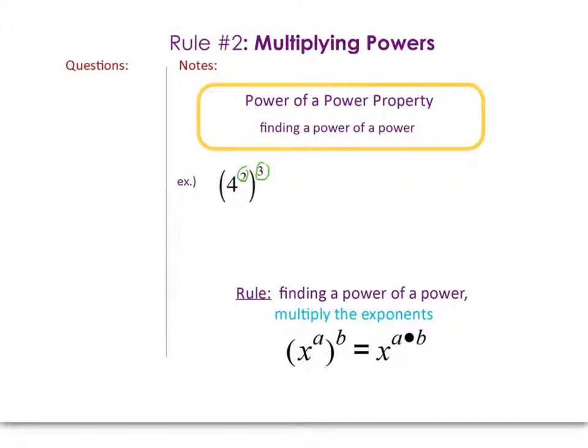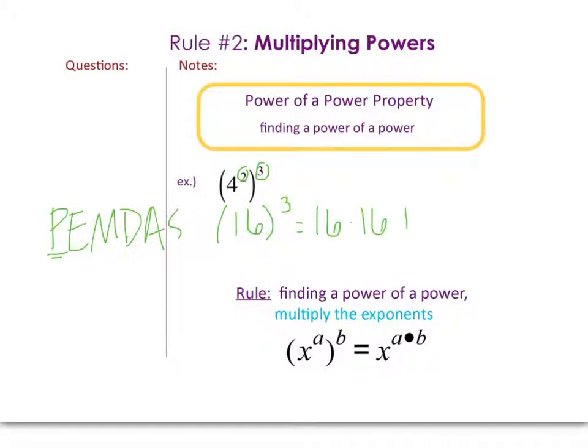Well, if I think about PEMDAS, the P stands for parentheses. So 4 squared gives me 16, and then I have 16 to the third. Well, we said if factored form is 16 times 16 times 16, which gives you 4,096. So this is one way of solving power of a power.